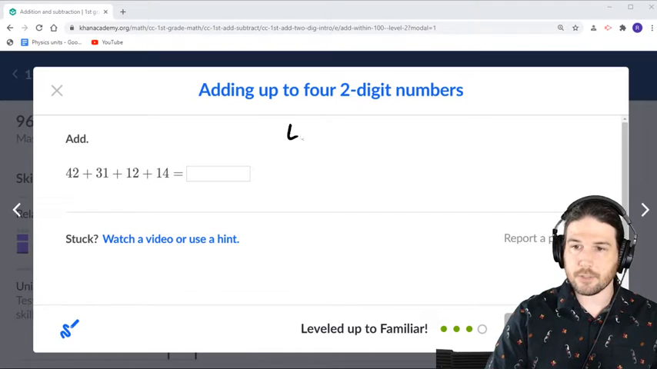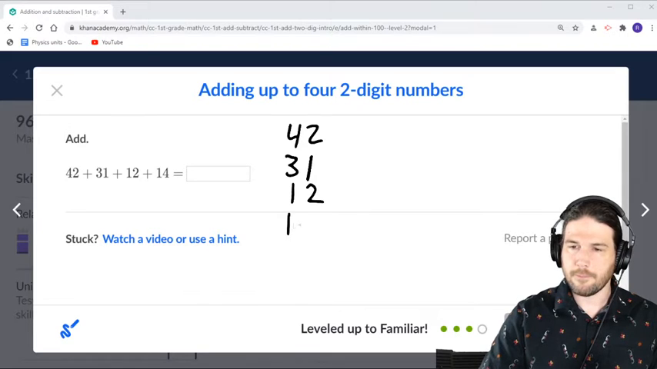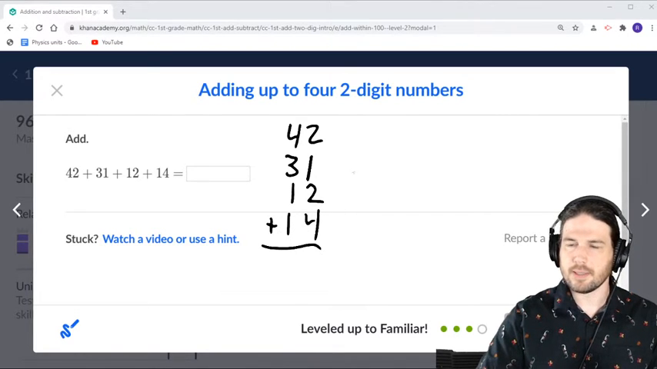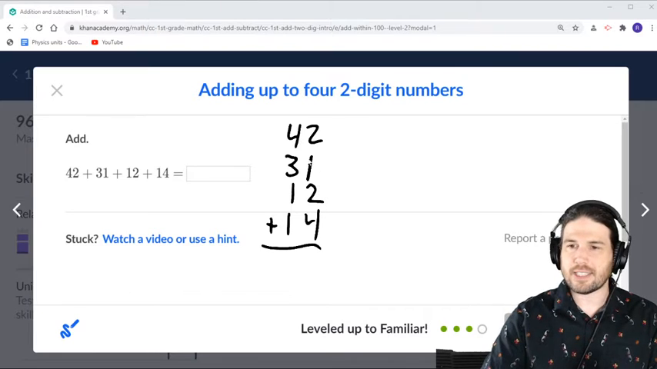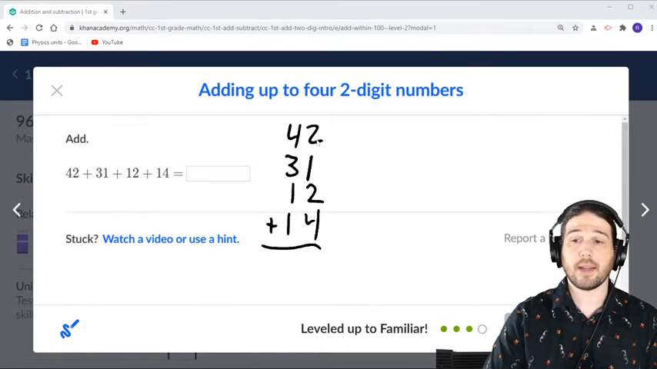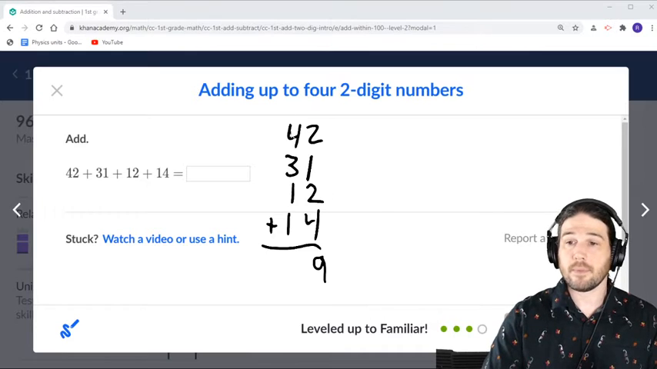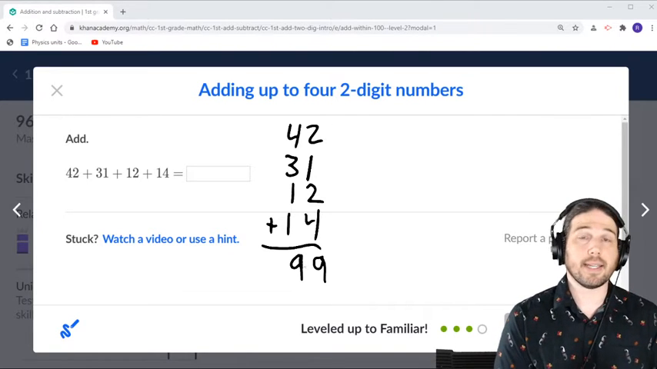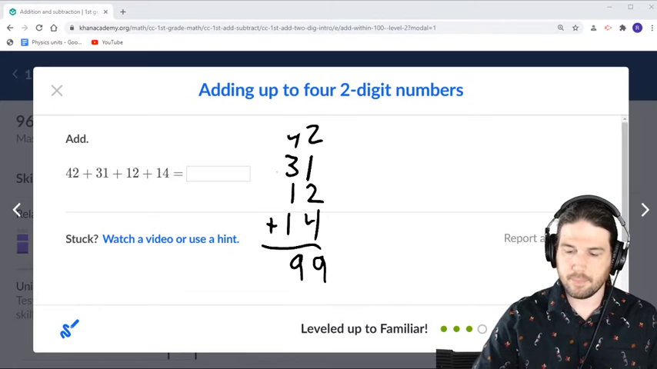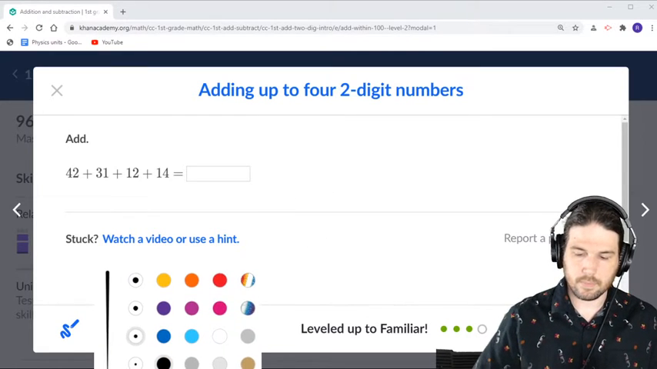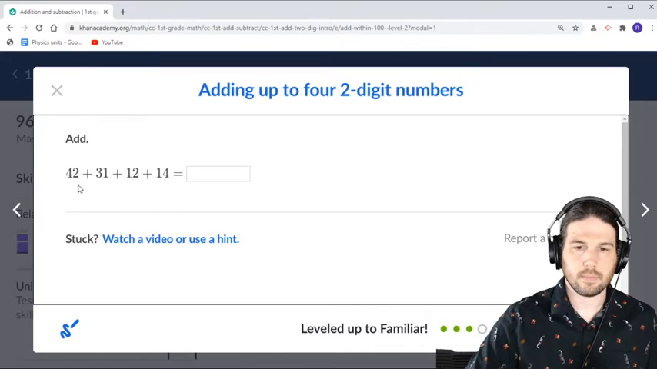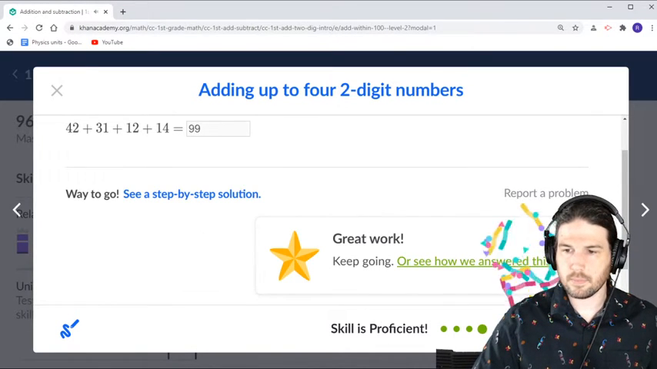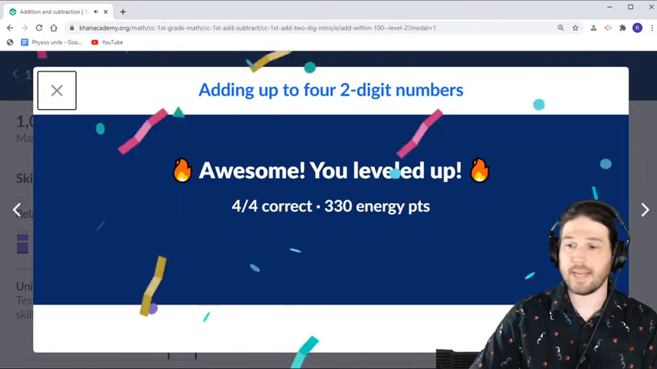So I could put this as 42, 31, 12, 14. I'll remember to put my plus. So I have 4, 5, 6, 7, 8, 9. I just counted that up. No tens to carry. 4, 5, 6, 7, 8, 9, or 90. So we had 9 ones and 9 sets of 10, so our answer is 99. And that's that.